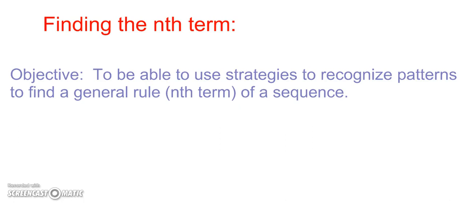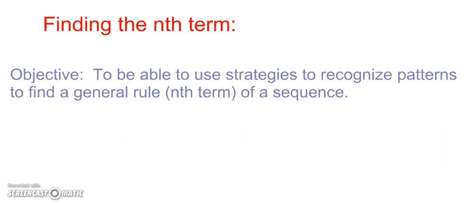Okay, so our next video is going to help us do some more practice with finding the nth term. We left off with being able to write things recursively in that 11.2 video, and we talked about the general or explicit rule, but it was a little bit more difficult to find. So today we're going to build on that concept a little bit more, and we're going to use some strategies to help us recognize patterns that we see within a sequence and help us find a general rule or the nth term of a sequence.